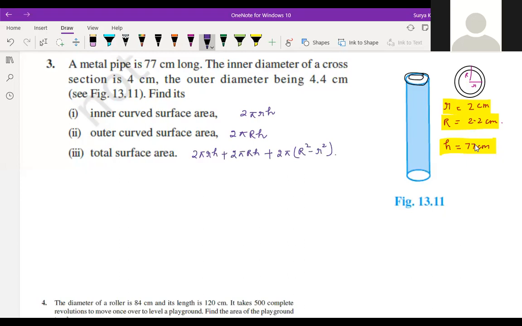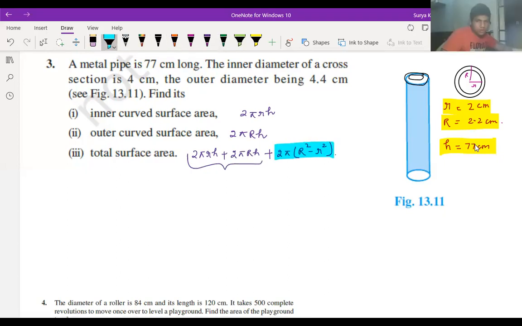I don't think everyone understands this. Tell me, children, you are having doubt in formulas. Which part are you having doubt in? I am not able to get how we got 2 pi into R square minus r square. Most of the people are having doubt in this part, right? Yes, sir.